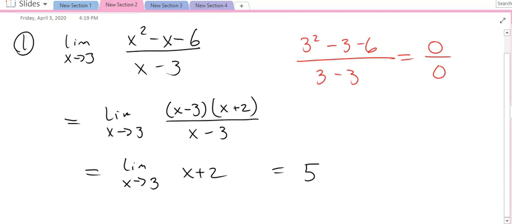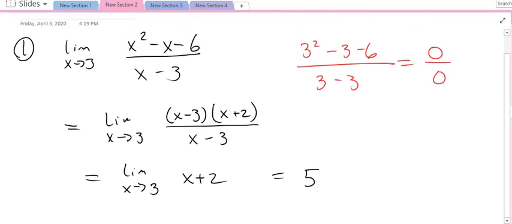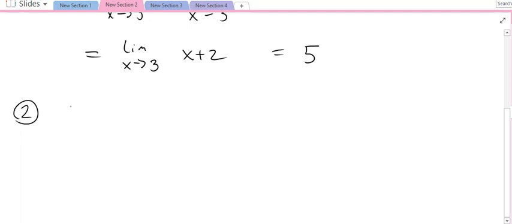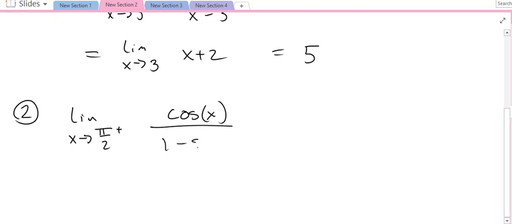Okay. So when we tried to plug stuff in and we got 0 over 0, it was an indication that we needed to work harder somehow. So let's look at another example here. Now let's look at the limit as x approaches pi over 2 from the right of the function cosine of x over 1 minus sine of x.